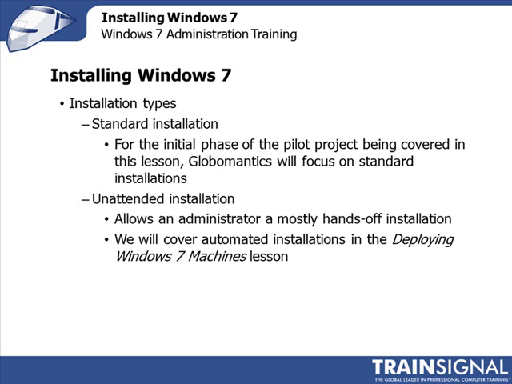The second kind of installation, which is what we ultimately want to get to for GlobalMantix, is called an unattended installation. This allows an IT administrator to have a mostly hands-off installation for Windows 7. After all, who wants to walk around to 700 machines and upgrade them manually when it can be done in a centralized, automated way? We'll be covering automated installations in the Deploying Windows 7 Machines lesson in this course.